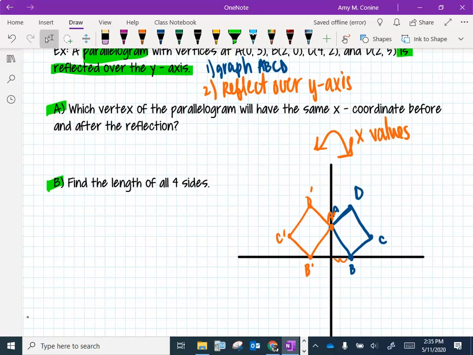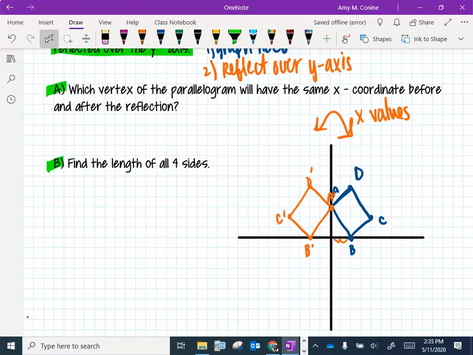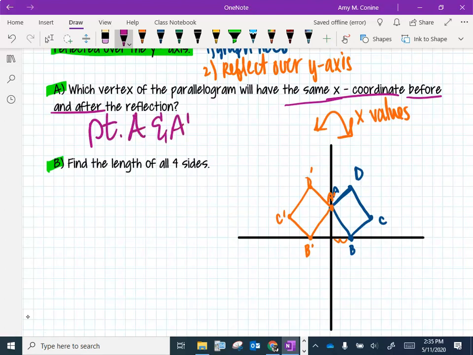Then we can look at part A. Which vertex of the parallelogram will have the same x coordinate before and after the reflection? This is a good question, just taking a look and observing what's happening. Which point has the same x coordinate before and after? You should be telling me point A. Point A and A prime are 0, 3. My x coordinate is this 0 right here. It did not change when we reflected it. So your answer for part A should be point A, so A prime and A, which is 0, 3.